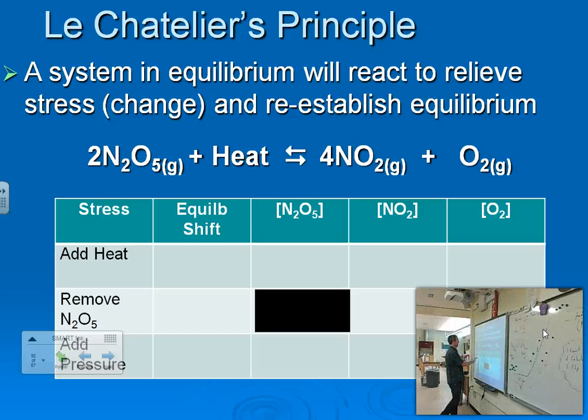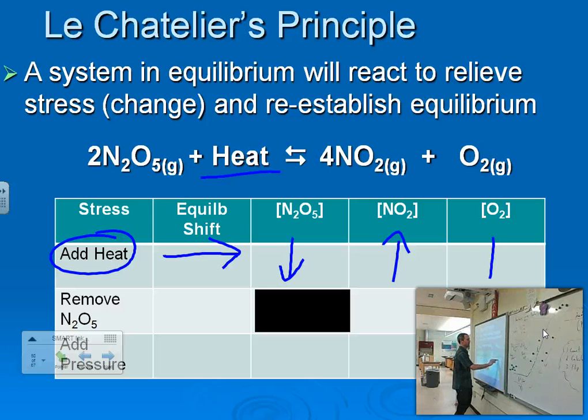And again, notice we're going to talk about our stresses. So we're going to add heat, we're going to remove N2O5, and then we're going to add pressure. So first up, if we're talking heat, we should at least recognize that this is an endothermic reaction because heat's a reactant. So if I add heat to this, the system is going to shift to relieve the stress. Okay? So in this case, since heat is a reactant, making products relieves the stress, and so the system will shift to the forward reaction, or favor the forward reaction, and we're going to get the following results. So N2O5 is going to go down, and the amount of NO2 and O2 would then increase.